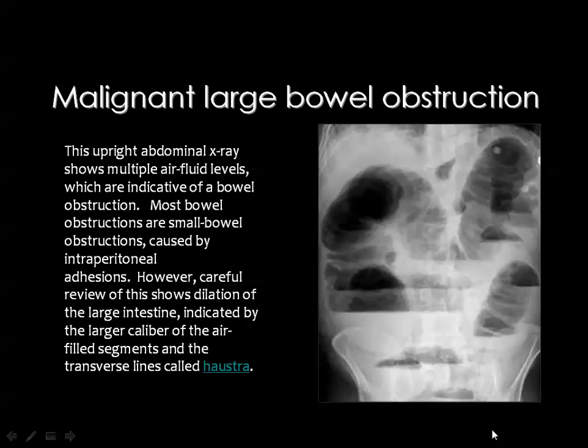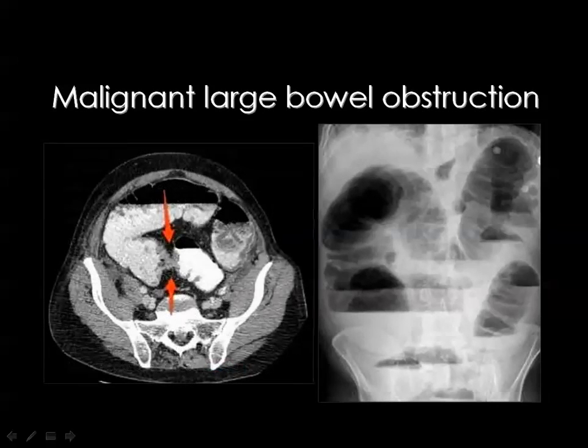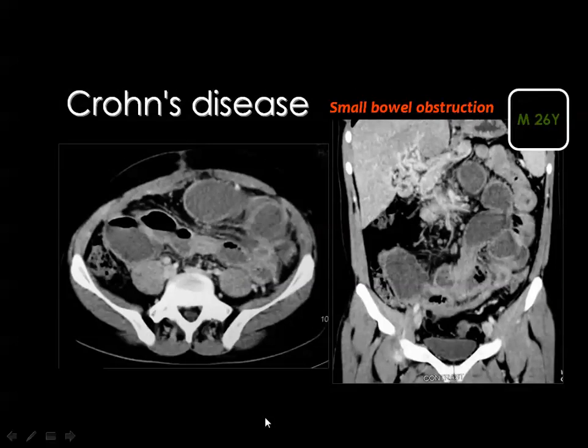And this is a case of large bowel obstruction as seen in the erect plain film of the abdomen, showing multiple air fluid levels in the colon. And you can easily appreciate that this is the colon because of the peripheral location and the haustra. The CT scan of this patient showed a malignant structure with an apple core configuration in the sigmoid colon, which is the cause of this obstruction.